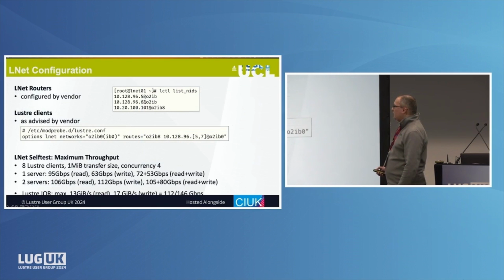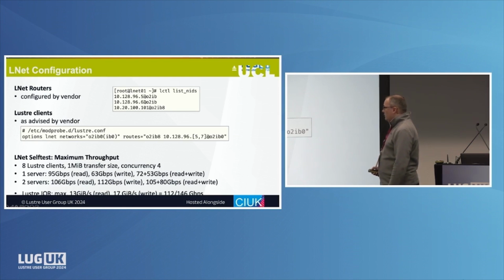I should say a little bit about the LNet configuration, although I can't really say that much. The LNet routers were configured by our vendor. We can log into them, of course, and have a look at the NIDs. So you see we have 2 NIDs: one on the o2ib LNet side, which is the Omni-Path side, and o2ib8, which is the link for the InfiniBand side.